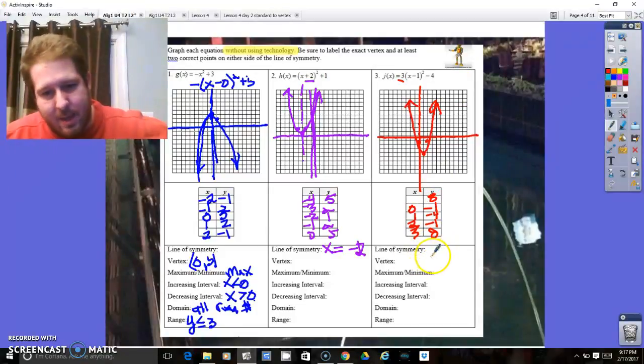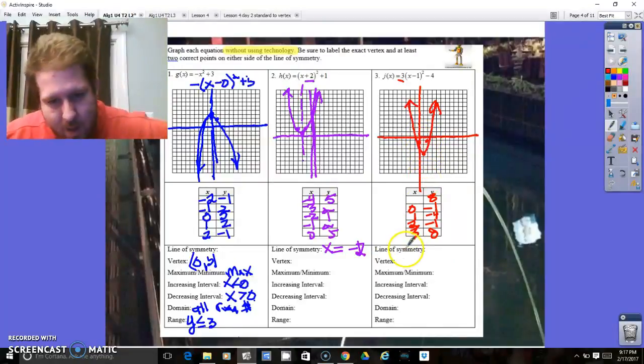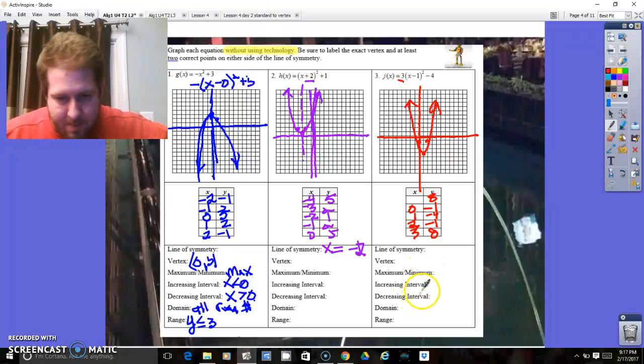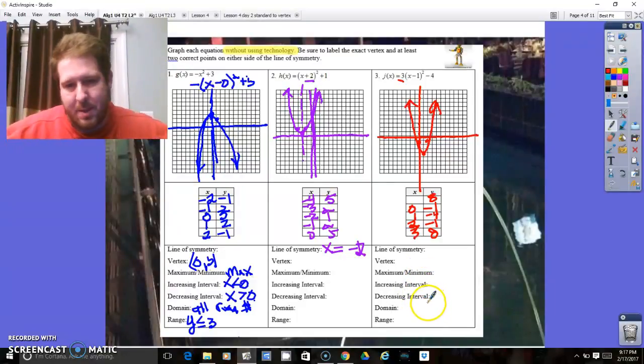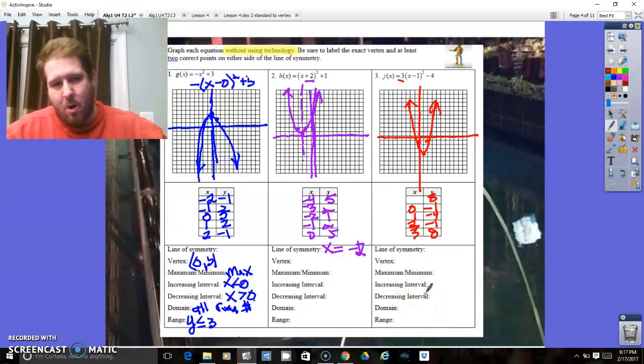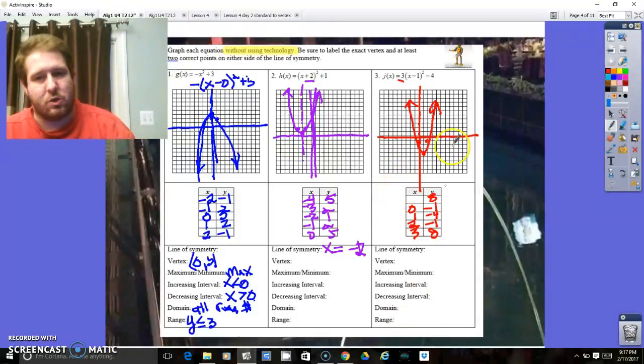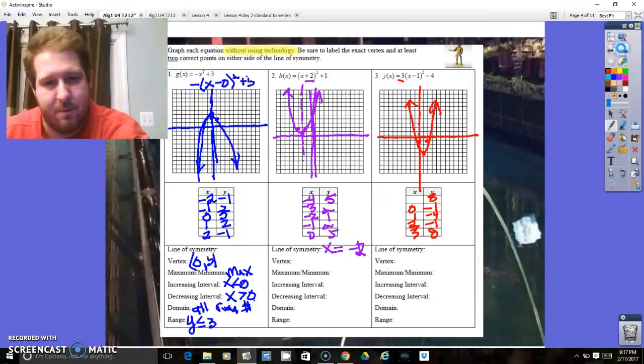The line of symmetry is at x equals 1. The vertex would be at 1, negative 4. The x in the line of symmetry and the vertex is always the same. It has a minimum because it has a lowest point. The increasing interval would be everything to the right, which would be x greater than 1. Decreasing would be everything to the left, which would be x less than 1. Domain, once again, all real numbers. And the range, the lowest point is negative 4, so y is greater than or equal to negative 4.